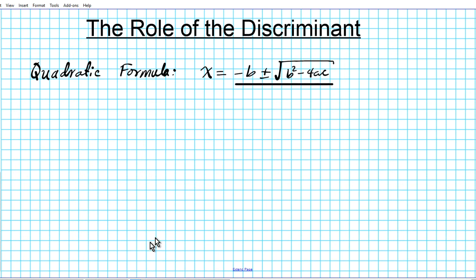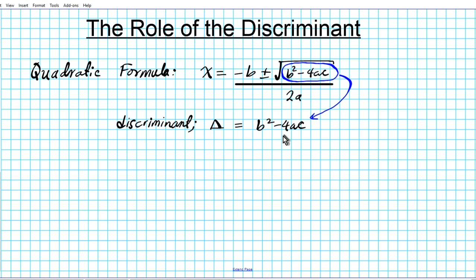A particular component of this quadratic formula represents the discriminant. The discriminant, which can be written using the delta notation, is equal to b squared minus 4ac. It is simply the radical component, the radicand of the quadratic formula. That's what the discriminant is.